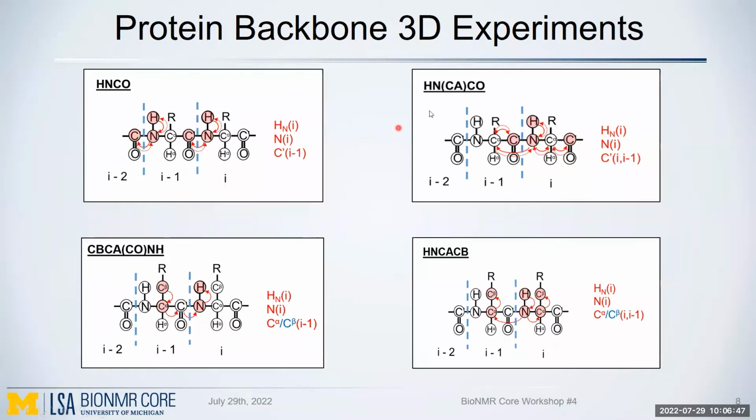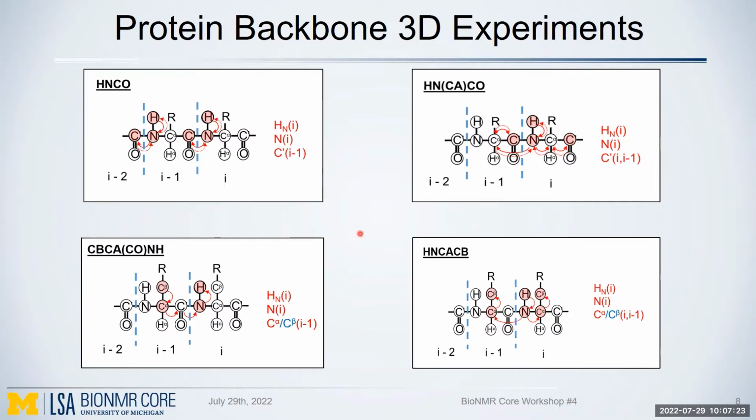The second spectrum is called HNCACO. In this spectrum, you can observe cross peaks that correlate the amide proton and nitrogen of the current residue and the carbonyl carbons of the previous and current residue. So by comparing the HNCO with HNCACO, you can easily identify which carbonyl carbon cross peak belongs to the previous residue and which belongs to the current residue. And then you can utilize these 2 spectra to assign the carbonyl carbon and amide proton and nitrogen of your protein.